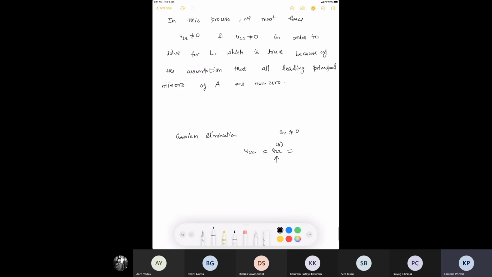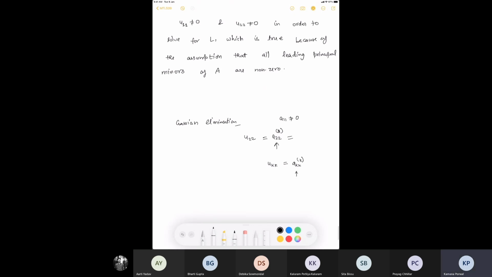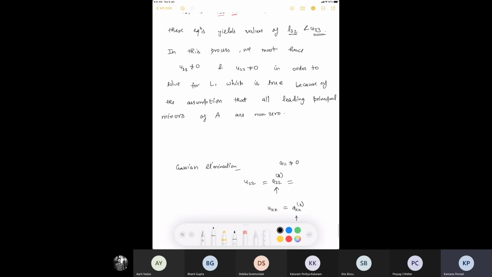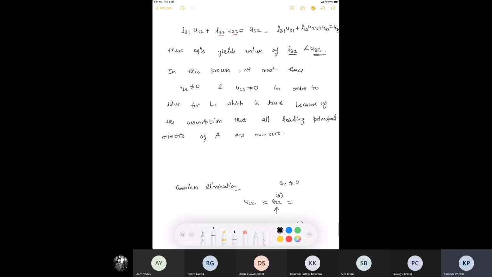Likewise, for all the assumptions we have in Gauss elimination, in the general case UKK, which is going to be A KK, is going to be non-zero with the assumption that the kth leading principal minor of A is non-zero. So just with this assumption that A has all the leading principal minors non-zero, Gauss elimination and LU factorization all make sense.